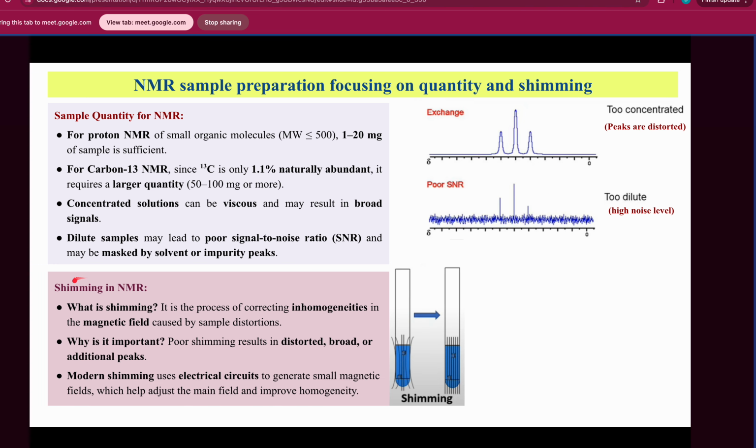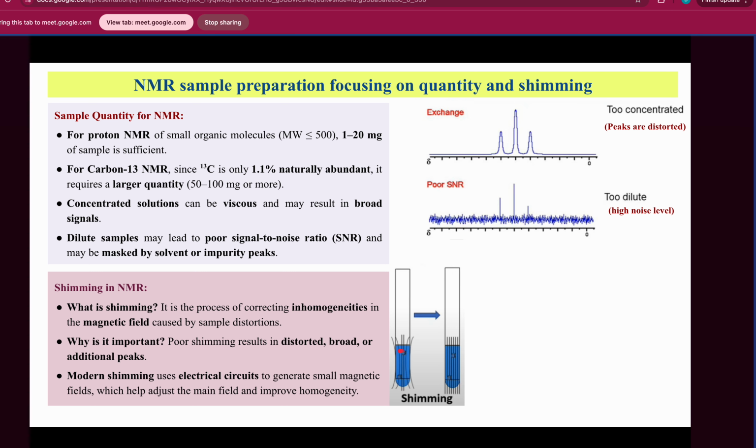Then another concept is shimming. We also need to perform shimming in NMR. Shimming is the process of correcting the inhomogeneities in the magnetic field caused by sample distortions. When the magnetic field passes through the sample, there is a possibility that some distortions arise in the magnetic field. They are not oriented properly.